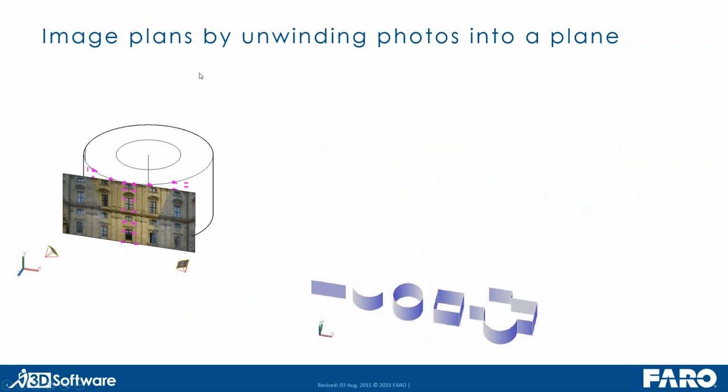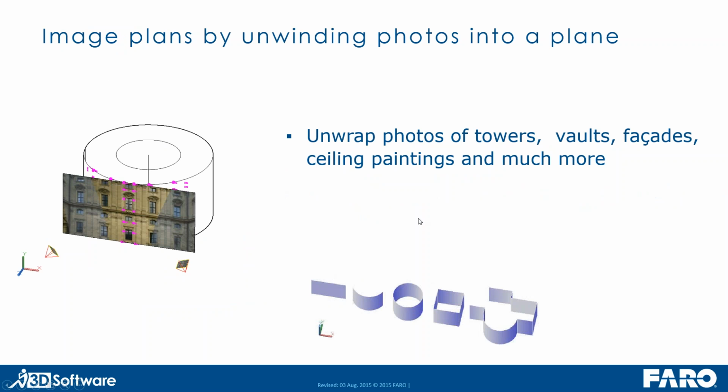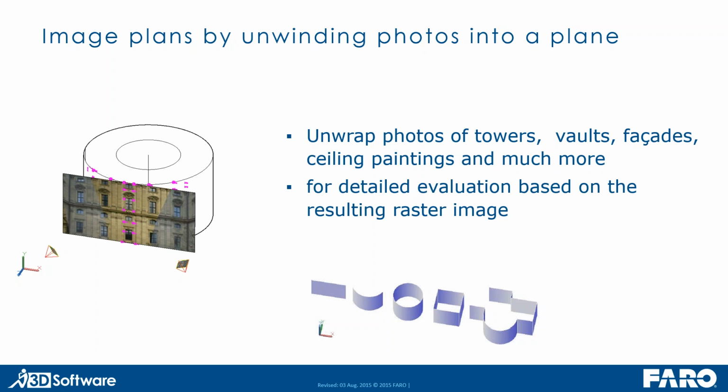And here is how this works. You can create image plans by unwrapping the photos into a plane. Here's just some examples of different shapes which we can unwrap. So you can unwrap photos of towers, walls, facades, ceiling paintings, and much more for a detailed evaluation based on the resulting raster image and for picking true lengths inside the resulting raster image.